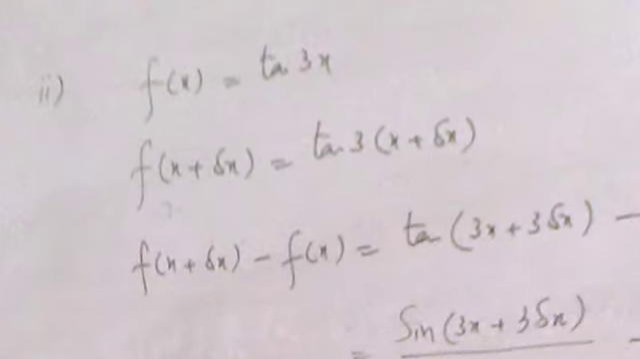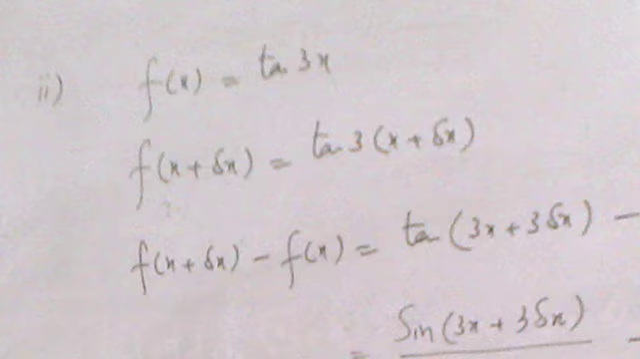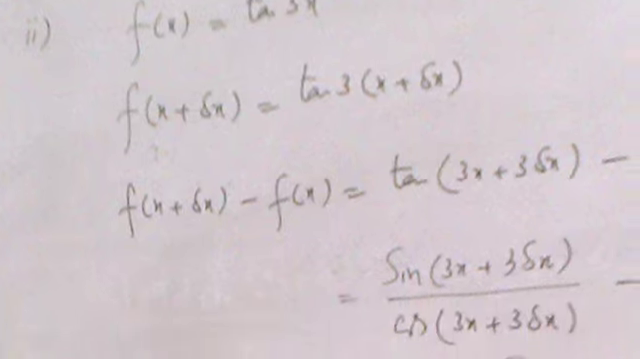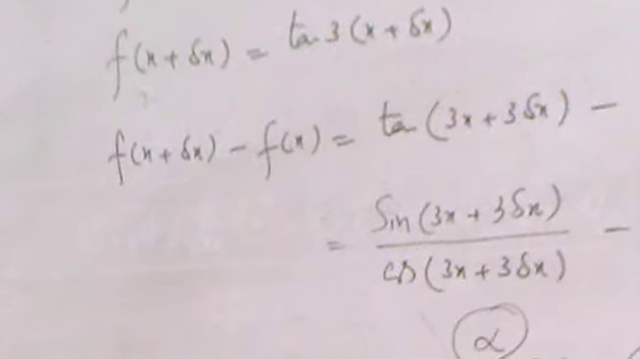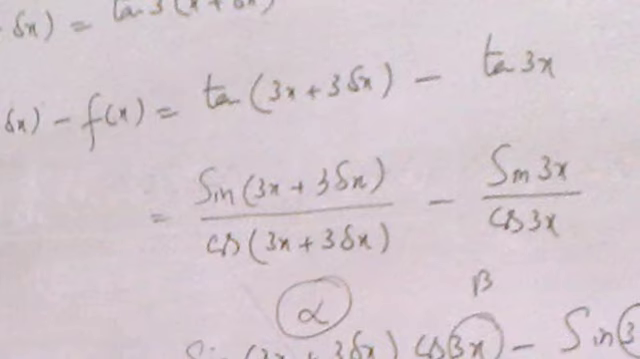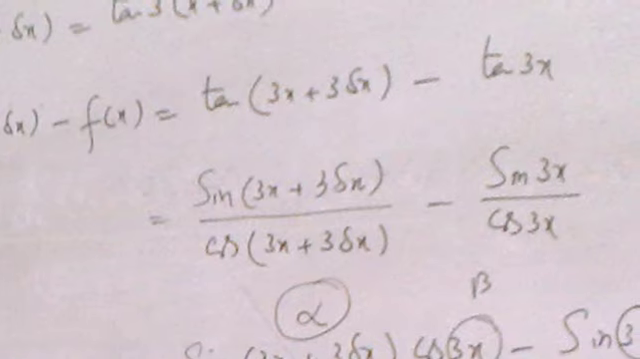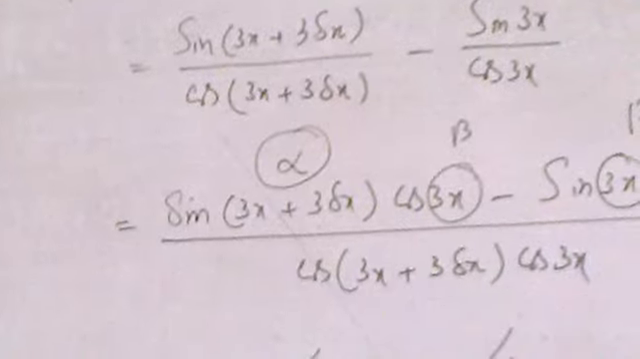Here we have tan 3x. We replace x by x plus delta x, then subtract these values. For tan we change tan into sine over cos, and then take the LCM.